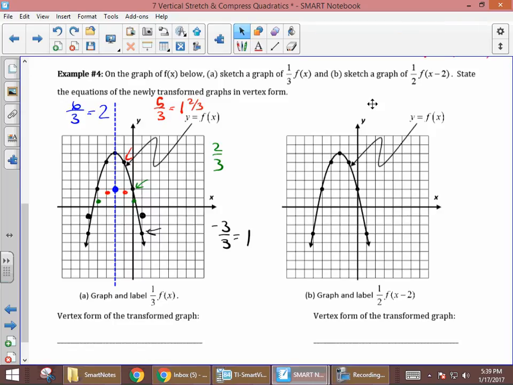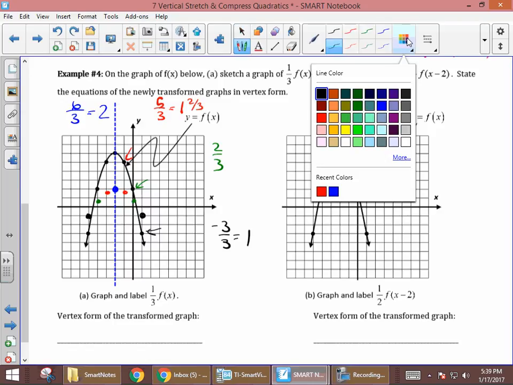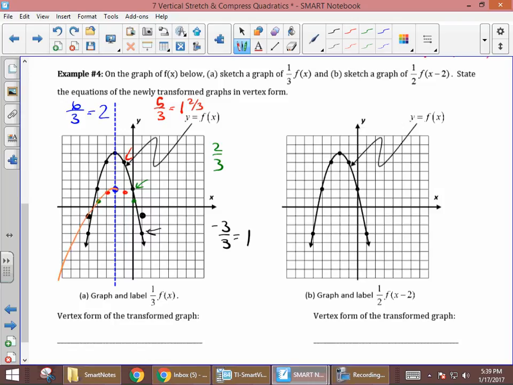So that new graph, we just say go Pacers, got so many colors up here, is going to be wider. It is 1/3 of what it once was.